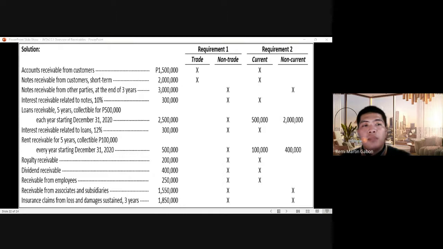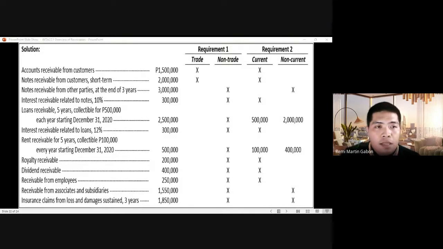Next, rent receivable for 5 years, collectible 100,000 every year starting December 31, 2020. So counting from December 31, 2019, we have 1 year. So we can receive 100,000 within 1 year. So current is 100,000 and the remaining 400,000 is non-current. Okay, but the full amount of 500,000 will be regarded as non-trade. Non-trade.